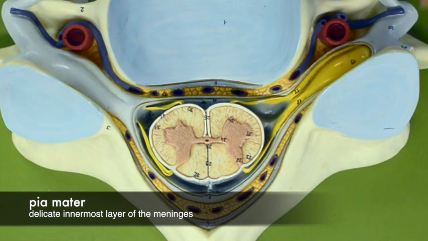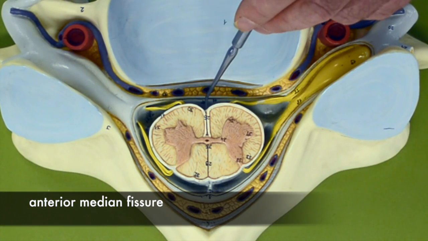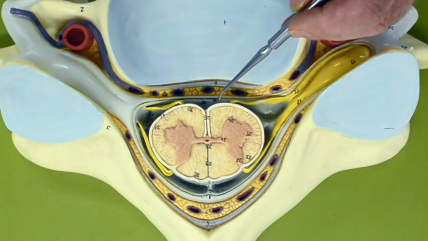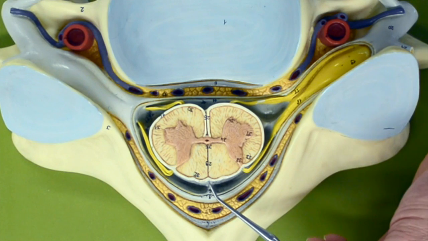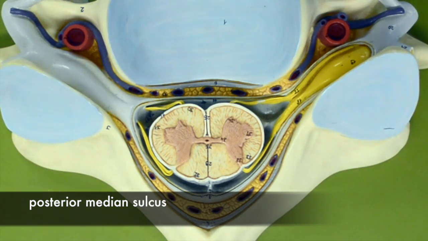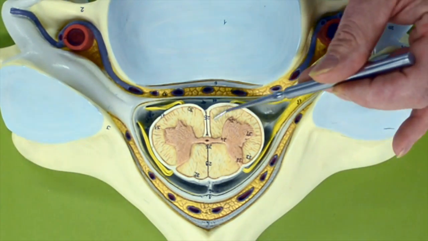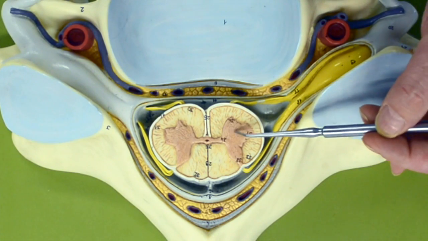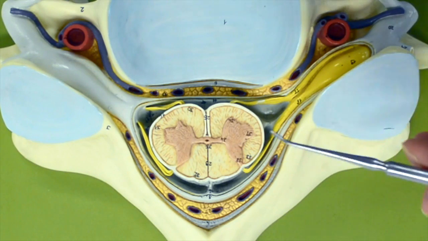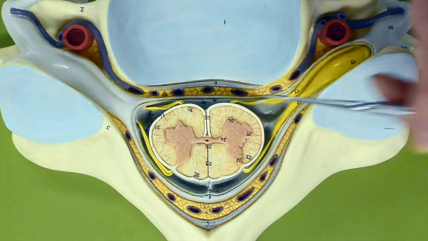of the spinal cord. On the front of the spinal cord, we have the anterior median fissure, and we can see that the pia mater invaginates into the fissure. On the posterior of the spinal cord, we have the posterior median sulcus. The spinal cord itself consists of white matter around the outside, and deep to the white matter is gray matter. The closer to the brain that you go, the more white matter that you have.